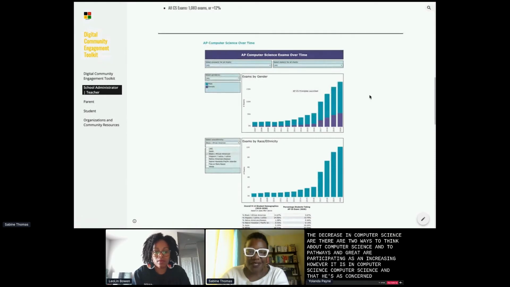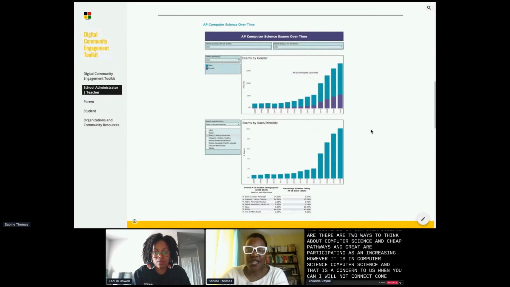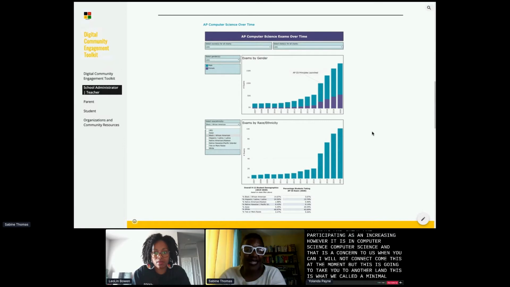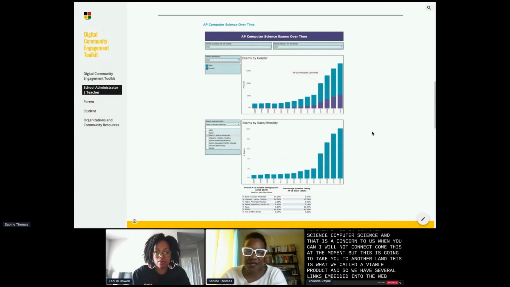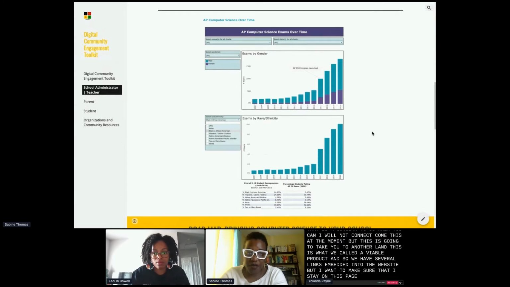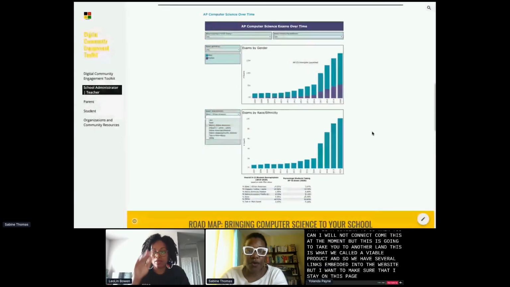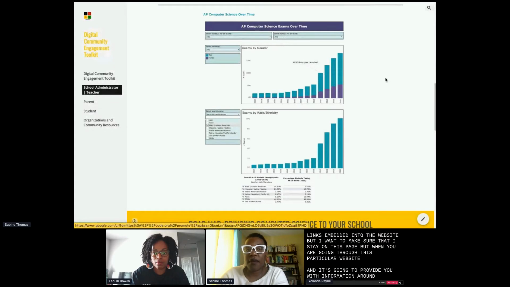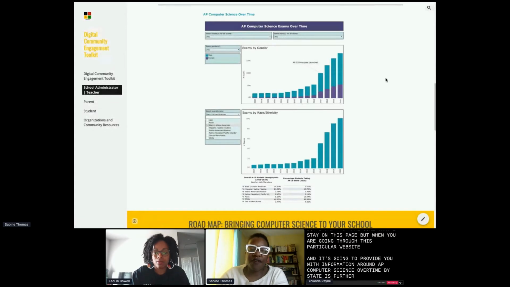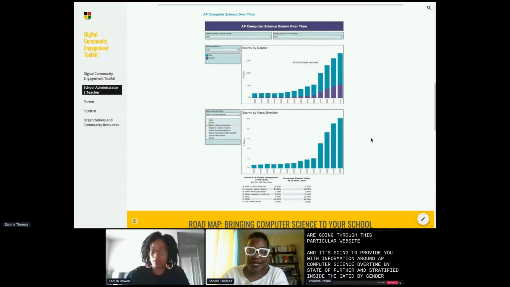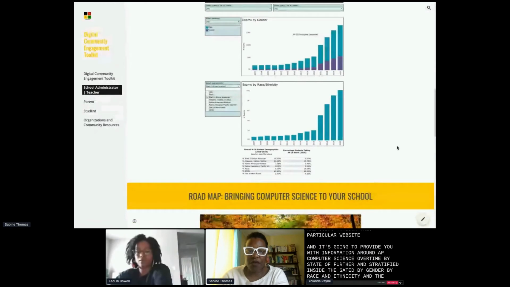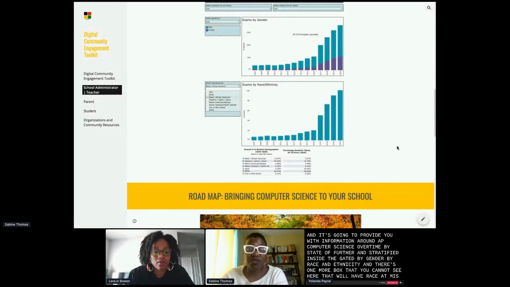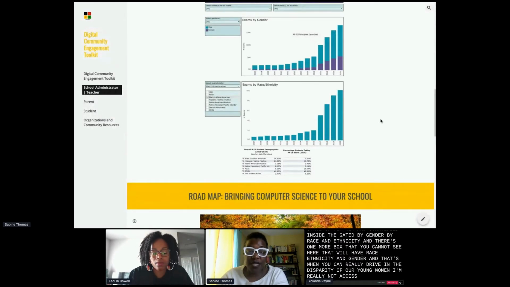I will not click on this at the moment, but this is going to take you to another link. This is what we call a minimal viable product. We have several links embedded into the website, but I want to make sure that I stay on this page. When you are going through this website, it's going to take you to our code.org main page. It will provide you with information around AP Computer Science over time by state, further disaggregated by gender and by race and ethnicity. There's one more box that you do not see here that will have race, ethnicity, and gender. That's where you can really dive into the disparity of our young women not accessing or passing the exam at the same rate as their counterparts.